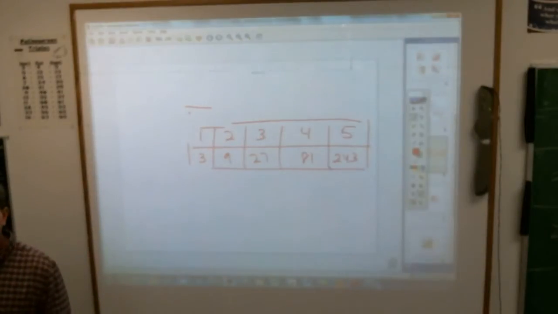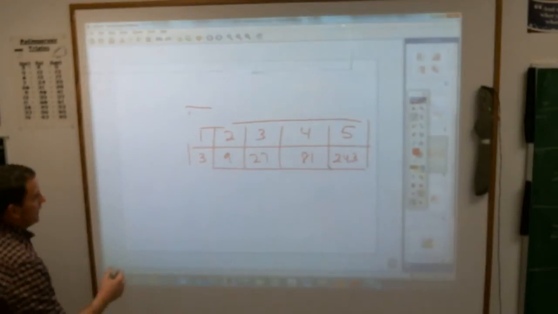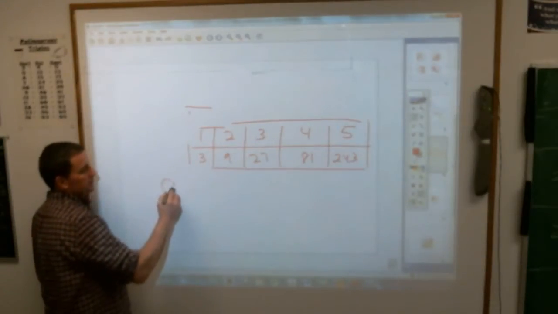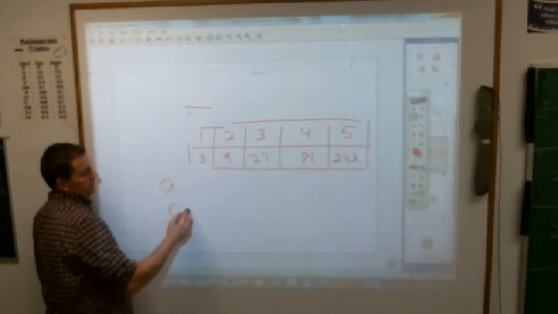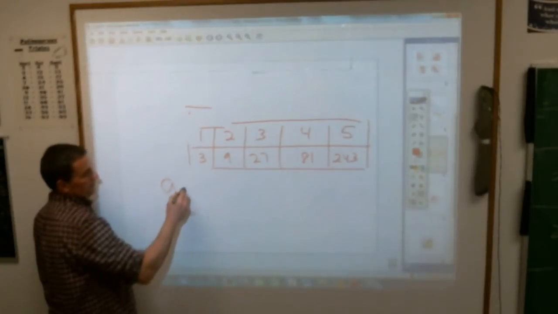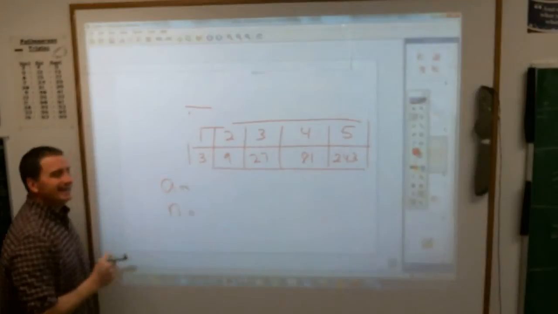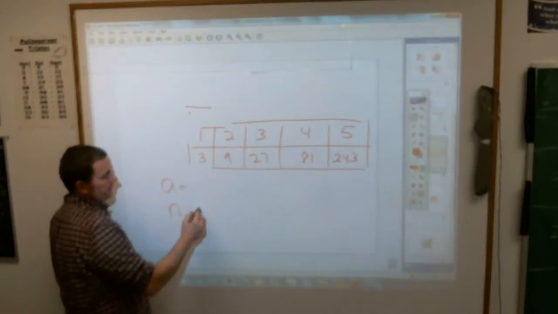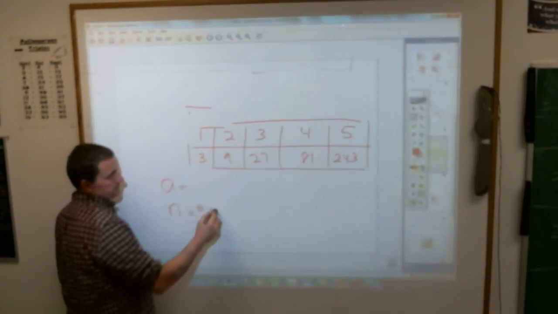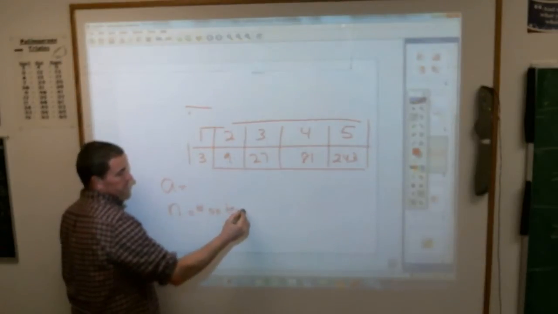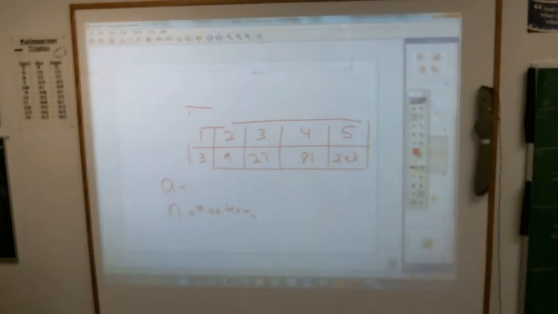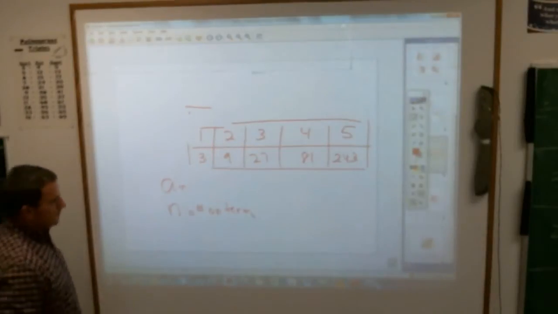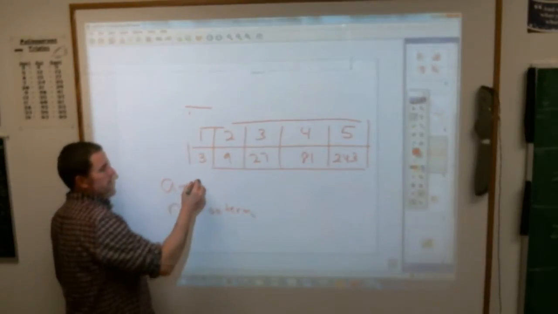When you're asked to write a formula that describes sequences, we usually use the letter A and the letter N. The letter N is always the number of the term, and the letter A is the term you want.